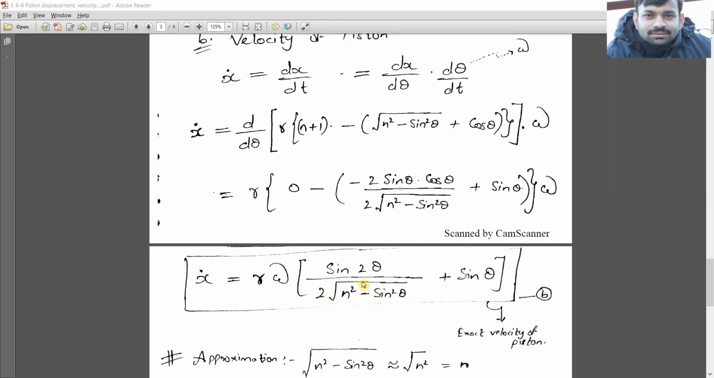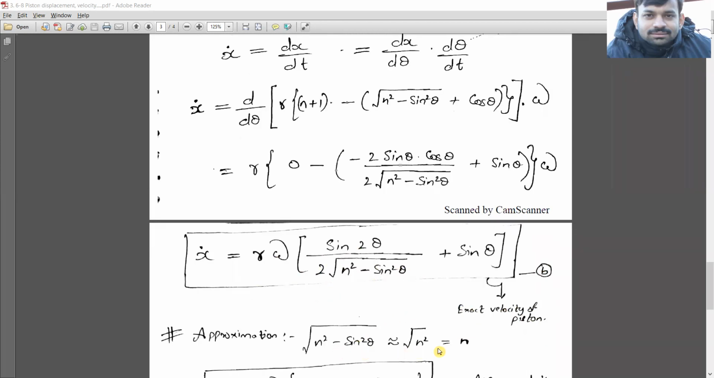Again, we see there is a term under the root of n square minus sin square theta, and this can be approximated to the value of n. Okay, how we did this? This we already discussed in the previous class.